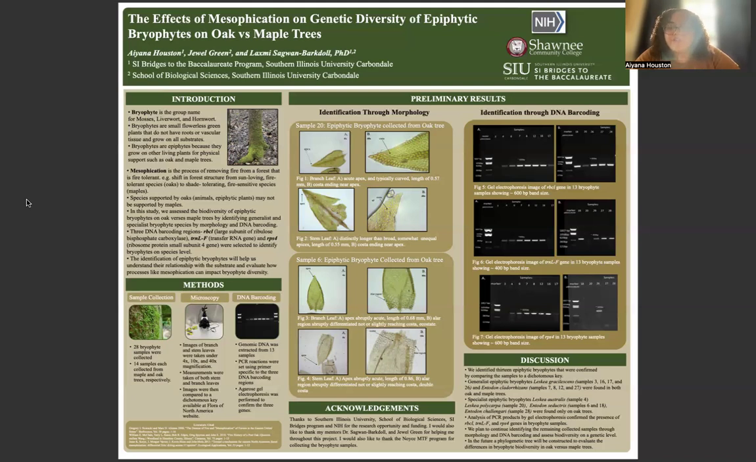I put my results up for the two different approaches I've used for identification. So for identification through morphology, what I did was take the characteristics I noticed in my sample and compare those back to the dichotomous key. For example, you could tell for sample 20, my apex here is acute, and that was a characteristic of Lescuraea polycarpa. I did the same thing for my sample 6. You can see the cells here are very different, and that's my alar region, and that is a characteristic of Entodontidae.